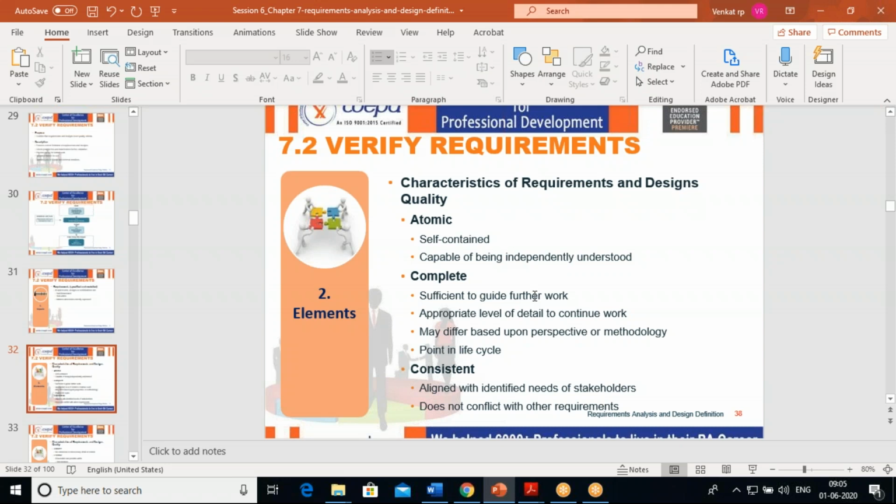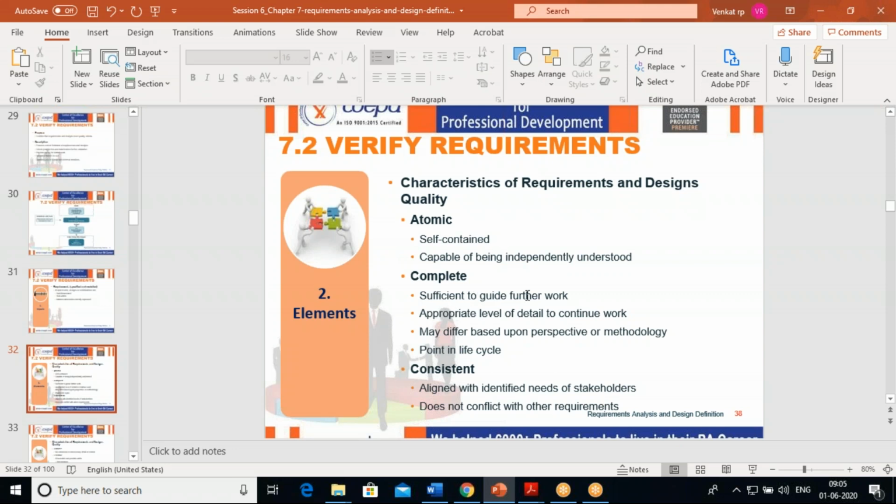Now coming to the characteristics of requirements and design quality. Number one, it should be atomic. Atomic means you take any requirement or design, it should be self-contained, capable of being independently understood. For a small piece of information, you could get the complete information. It should contain all the information required for you to understand it. So that is atomic.